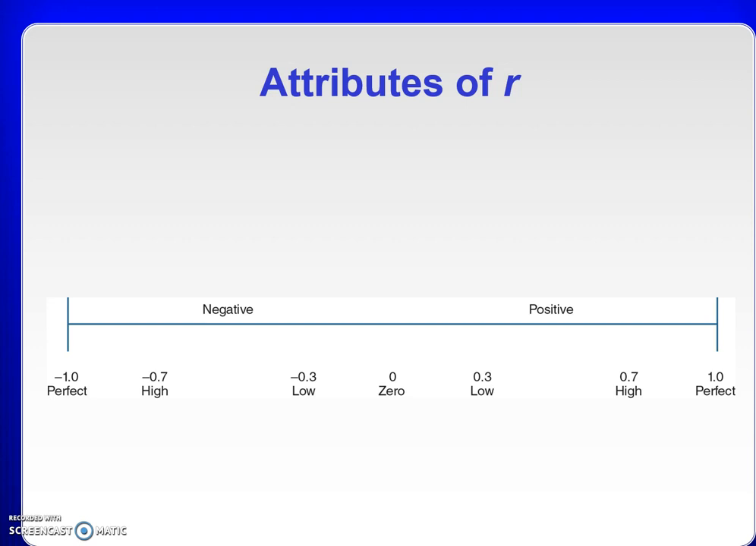But that seldom happens, so we have a range, and you can see from the range, if we have a correlation coefficient of 0.7, either plus or minus, that's considered a high relationship. Or if we have a negative 0.3 to a plus 0.3, that would be considered a low relationship.